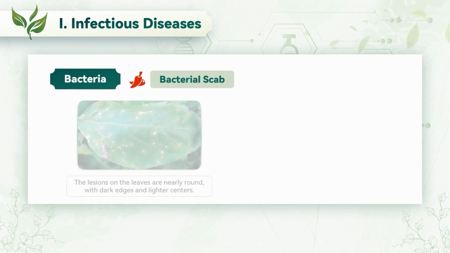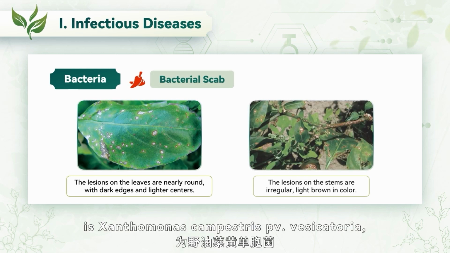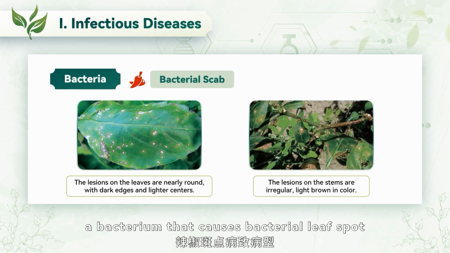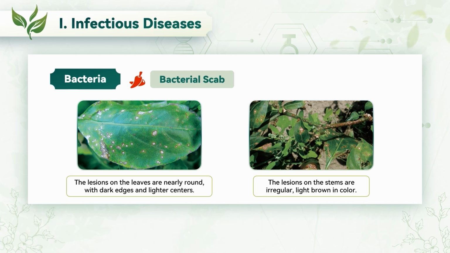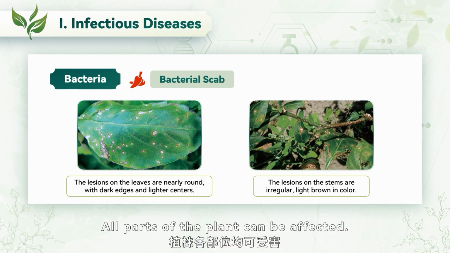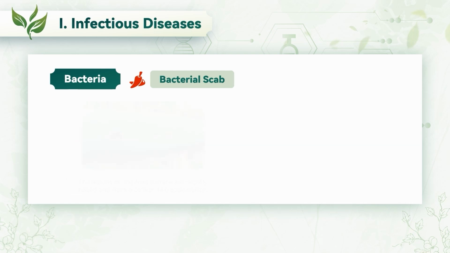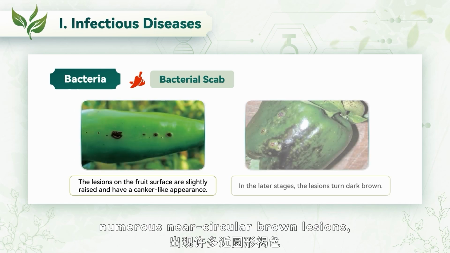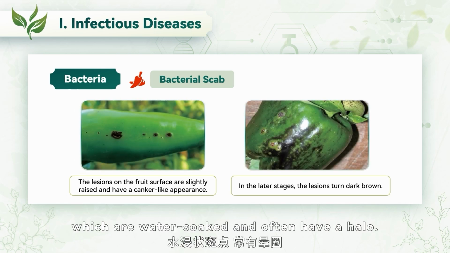Bacterial scab. The pathogen is Xanthomonas campestris pv. vesicatoria, a bacterium that causes bacterial leaf spot on chili peppers. All parts of the plant can be affected. On the leaves, symptoms include numerous circular brown lesions, which are water-soaked and often have a halo.